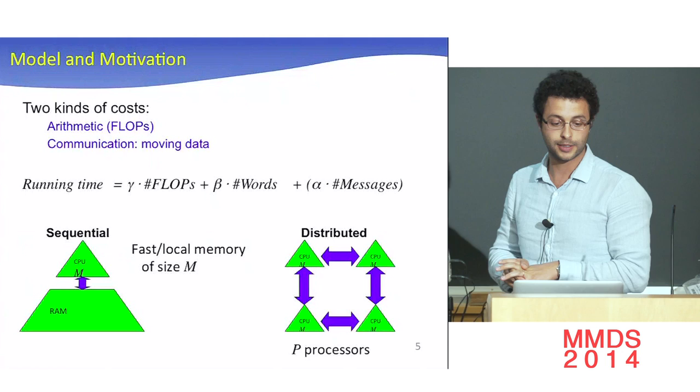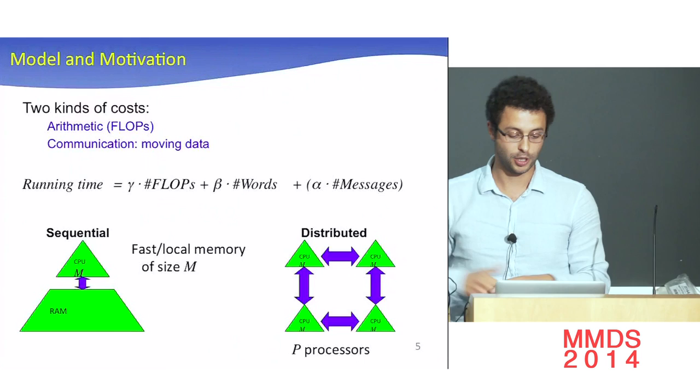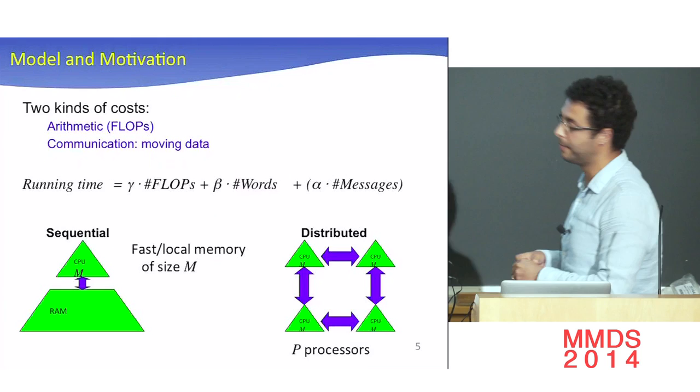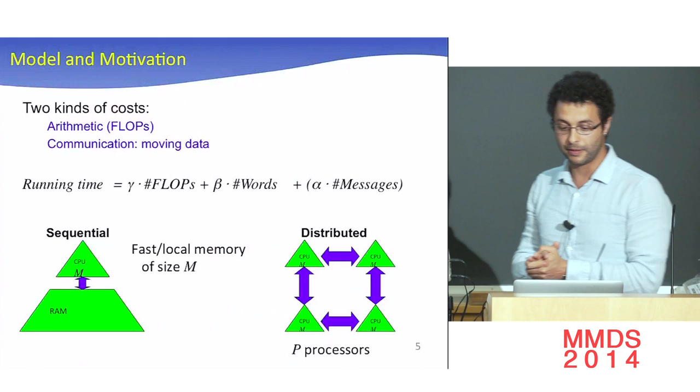And if it's a sequential computation, that really means how much does it take to move the data between DRAM and your registers and a computation device. And you can actually model this with a simple alpha-beta model. Gamma is the cost of a single flop, the number of flops, times inverse bandwidth times the number of words moved, and a latency term.